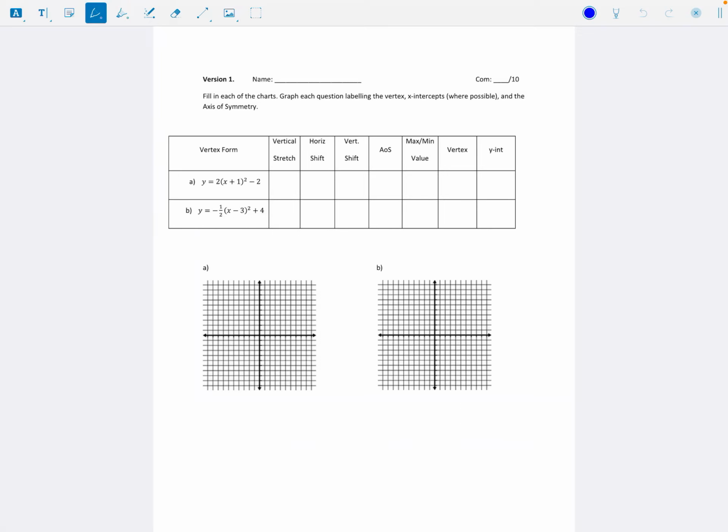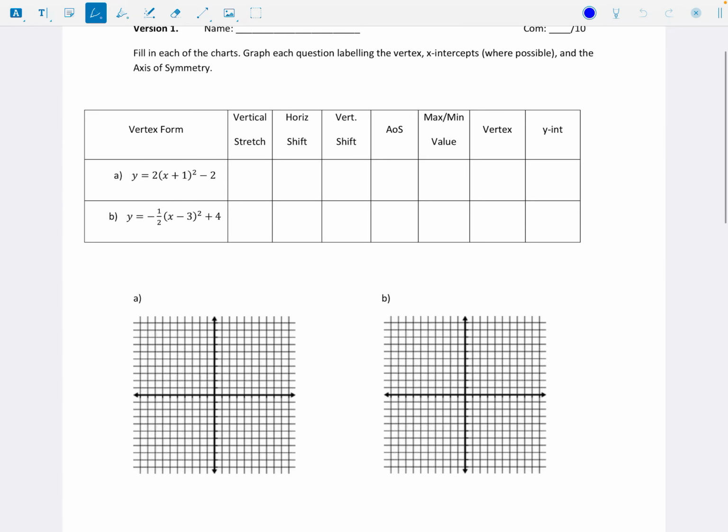All right, we'll do two quick examples here where we walk through how to graph from vertex form, and then we'll try and graph from zeros form. So the first thing we'll do is graph from vertex form. That's where we have y equals a(x minus h) squared plus k.